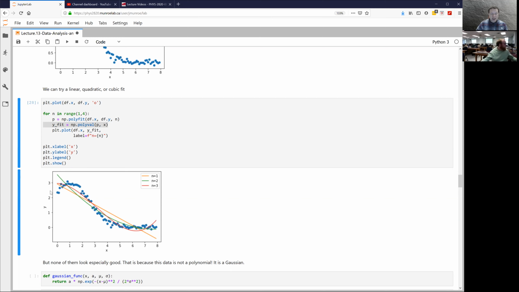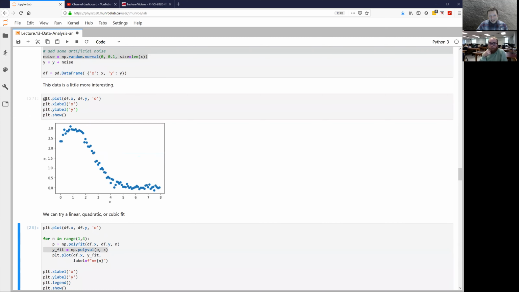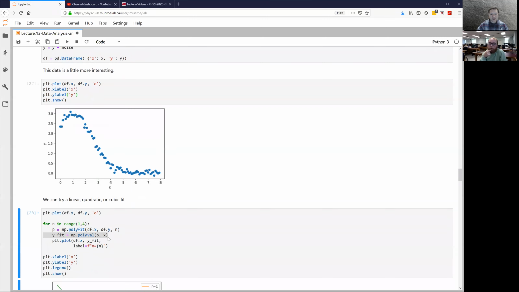And you can see that as you increase the order, it does get better, but none of them are especially good. And that's because this data is not really a polynomial at all. There is no polynomial, something with x squared, x cubed, x to the 4th, that will ever go through all these data.